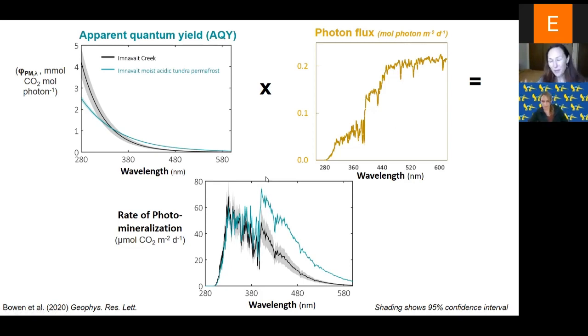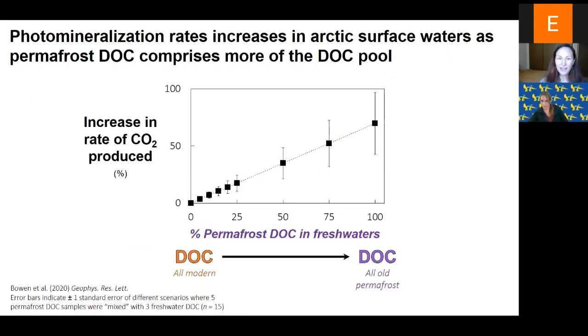Right, so what if the water column isn't all permafrost DOC, which it certainly isn't now? And so we did that calculation. What's plotted here on the y-axis is the percent increase in the rate of carbon dioxide produced from photomineralization of DOC as a function of how much of the DOC in the water column is permafrost, starting with 0. So this is our current day condition, going up to 100% permafrost DOC.